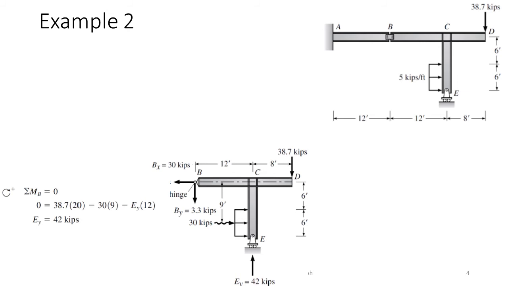So this is the location of the resultant of the force, the distributed force. All that is minus EY times 12. So this will give us EY is equal to 42 kips.